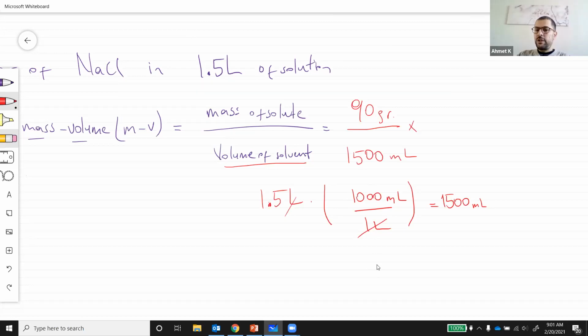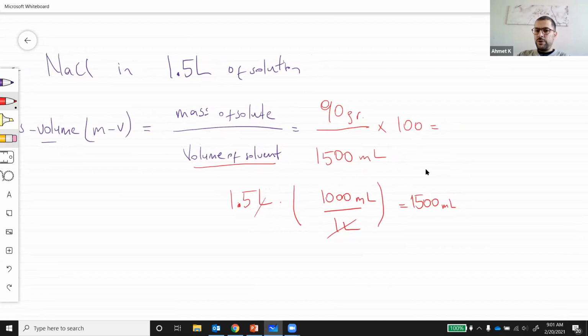And then you just have to multiply this by 100. If you do this, what do you get? 9 times 10 is 90, and 9 divided by 15 is 6. So it's 6%. Makes sense, right?